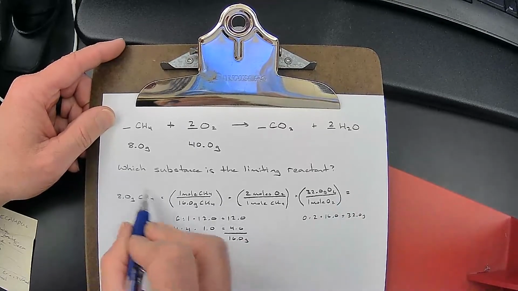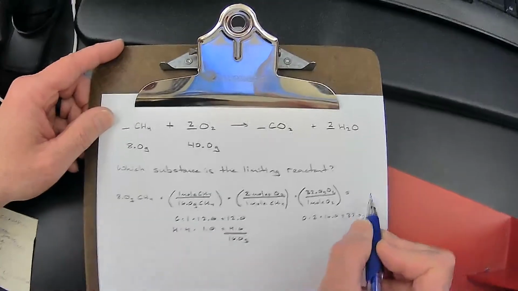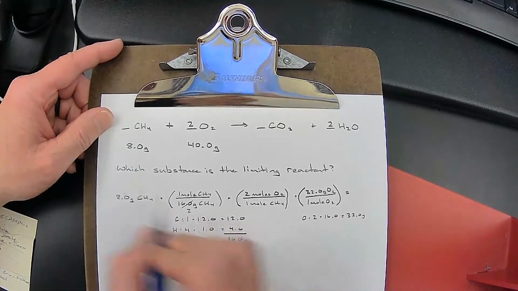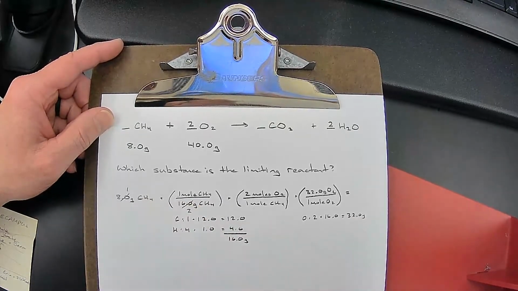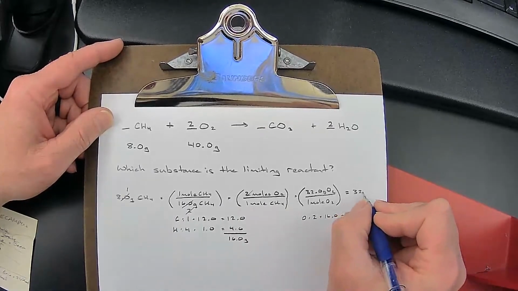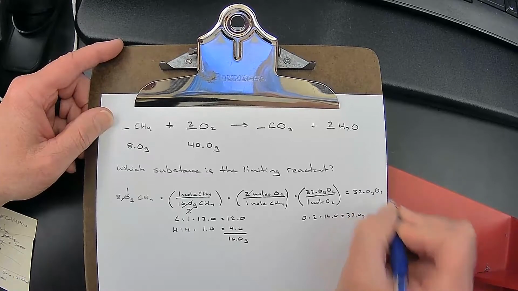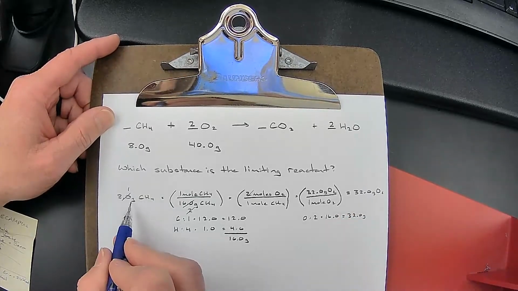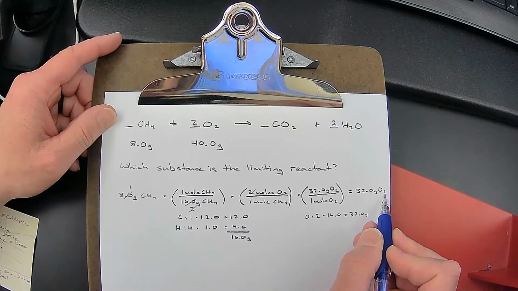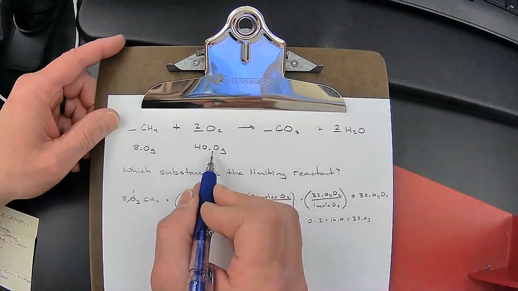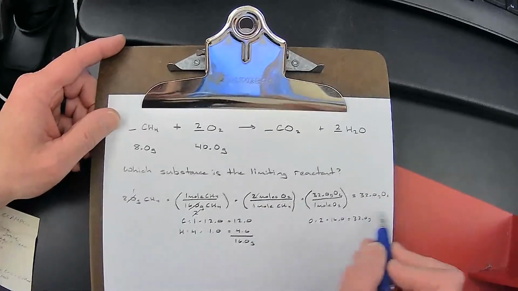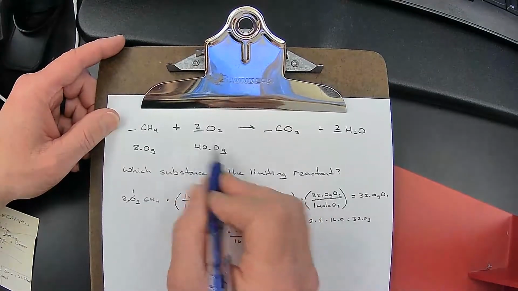If I start with 8 grams of CH4, how many grams of O2 do I need? Well, here's the relationship of 1 to 2. The 2's cross out, and we're left with 32.0 grams of O2. If I start with 8 grams of CH4, I need 32 grams of O2. Do I have enough? Well, I have 40. I have more than enough. There's plenty of O2. I only need 32 grams, and I was given 40.